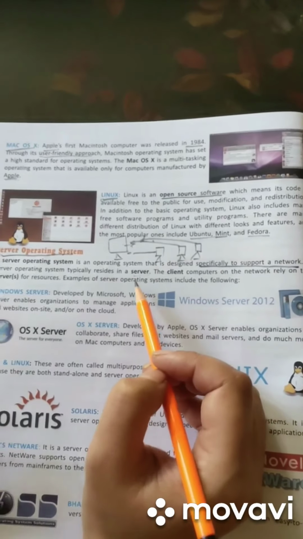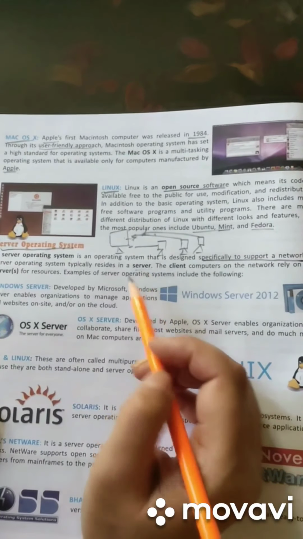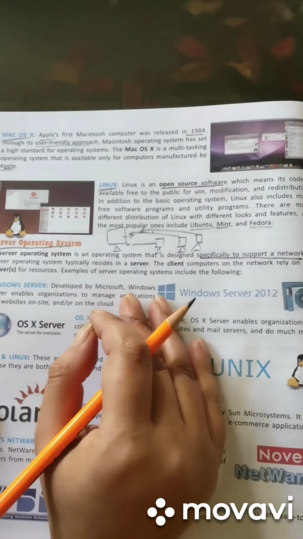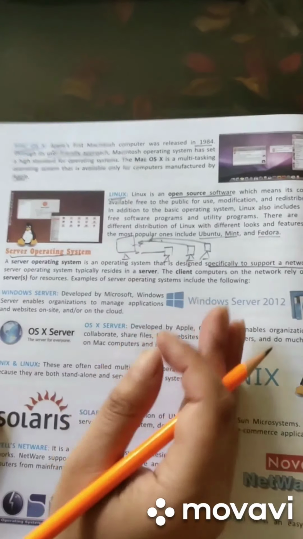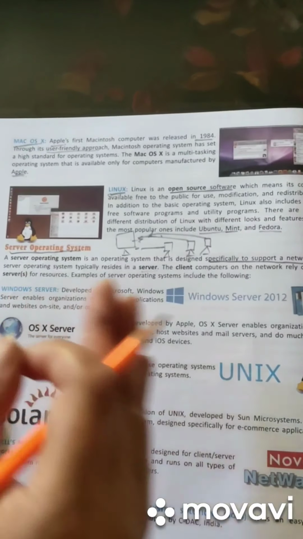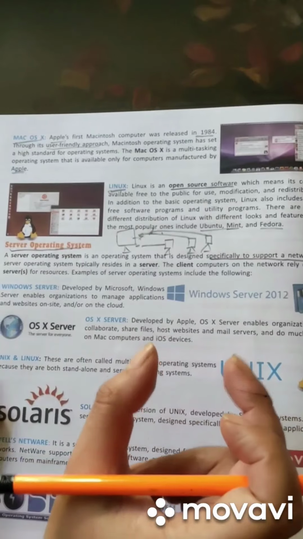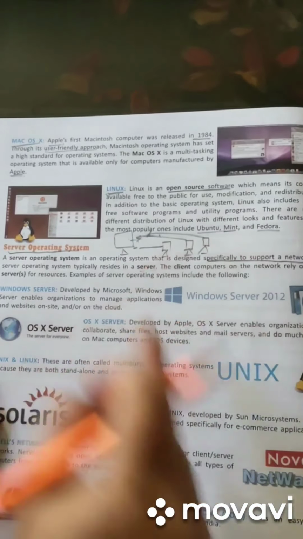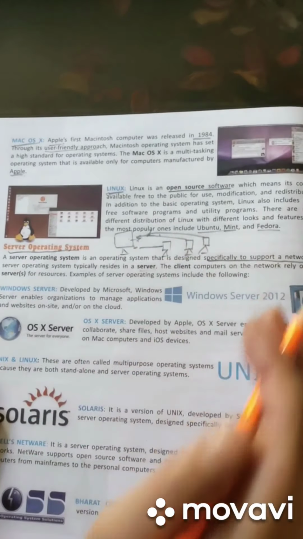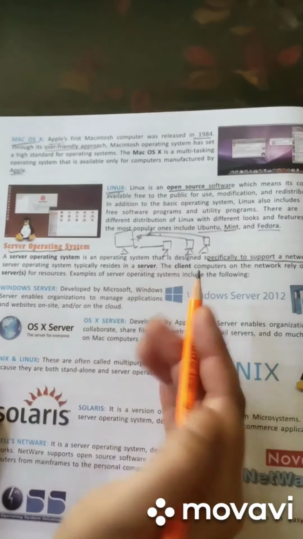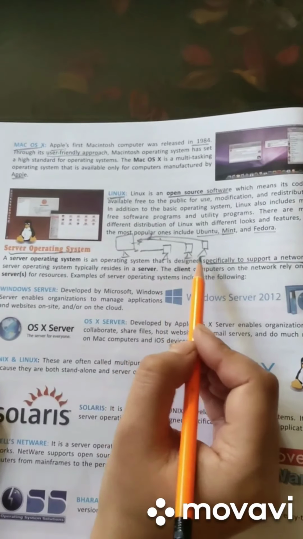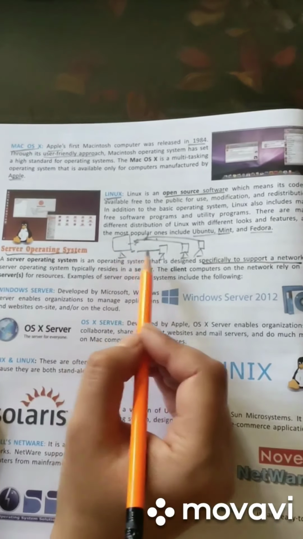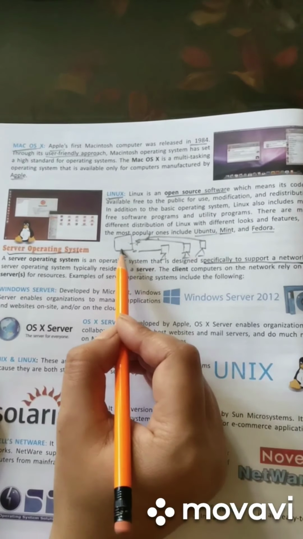Take the example of your class only. If 40 students are in the class, then the 40 students are connected with the teacher, and if they have any query, they will clarify that query with the teacher. So the students are the clients, and the teacher is the server. Similarly, all the systems are connected with the main server. They send the request and they get the reply.